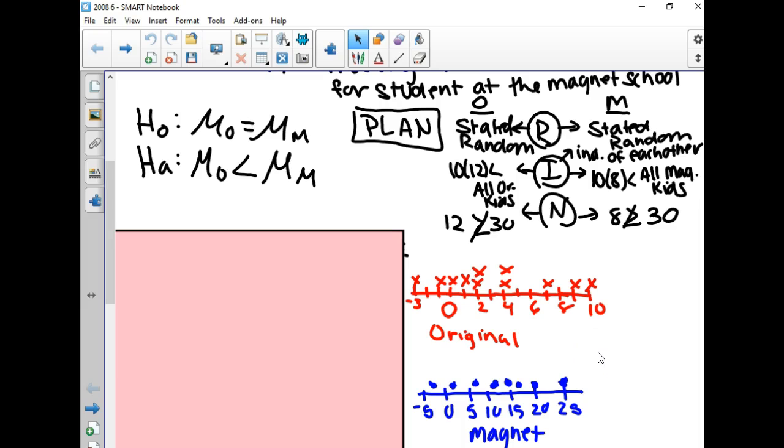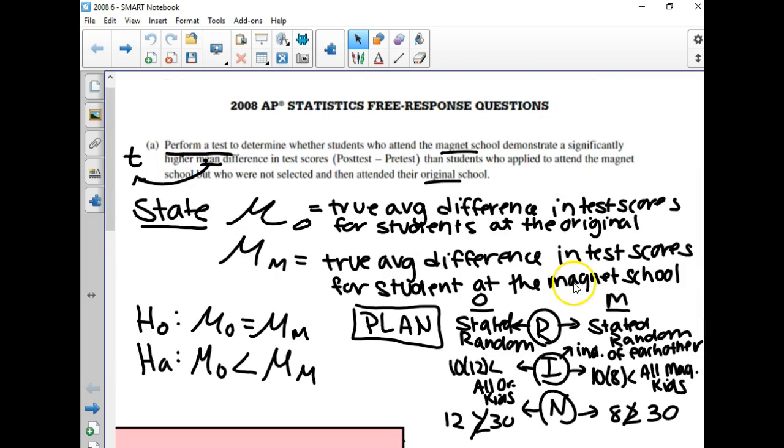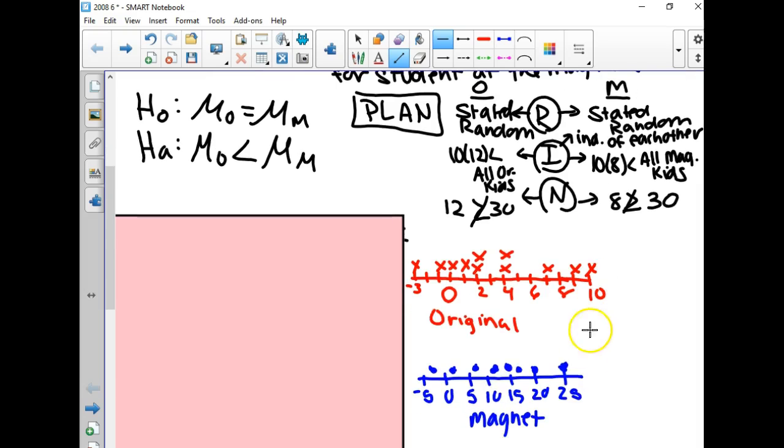So I went ahead and I took the data for the original school and I plotted the differences, because that's what we're looking at, and you can see that in the problem. Okay, and we're looking at the differences. It says it right here, as well as right here. And you can see both of them are pretty symmetric. We don't even really need to say symmetric enough. They're symmetric enough where we can proceed.